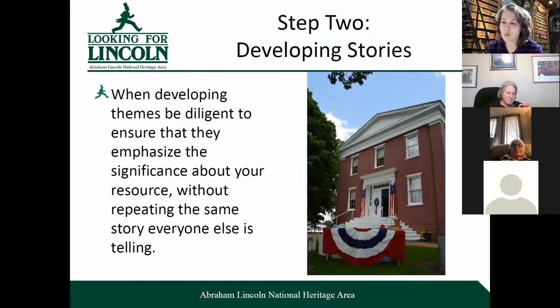And I chose a courthouse for this because there are many Looking for Lincoln communities that have a story about Lincoln serving as a lawyer in their community, and various different stories. And while there's similarities between some of these, there are also individual stories with different people and different places. And so it's important to not get caught up in the broad story, but telling the specific story that happened at the specific place that you're trying to tell that story.